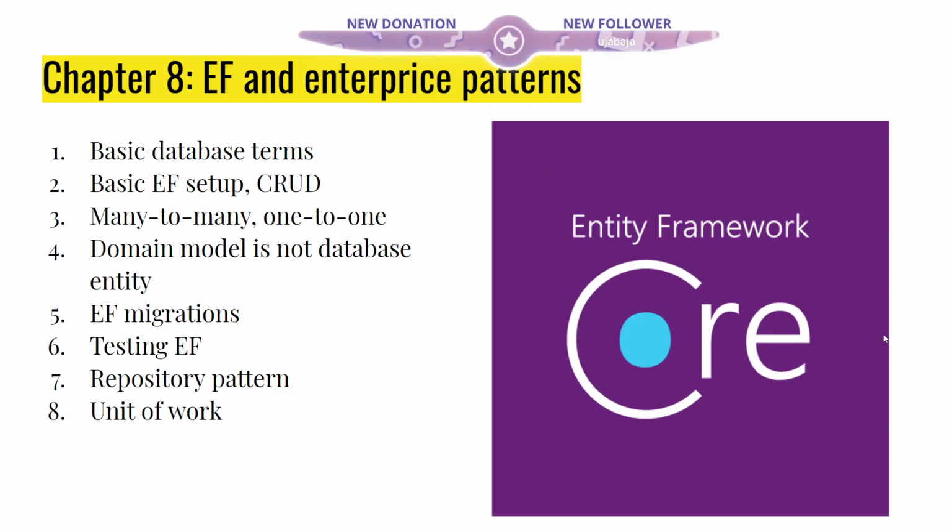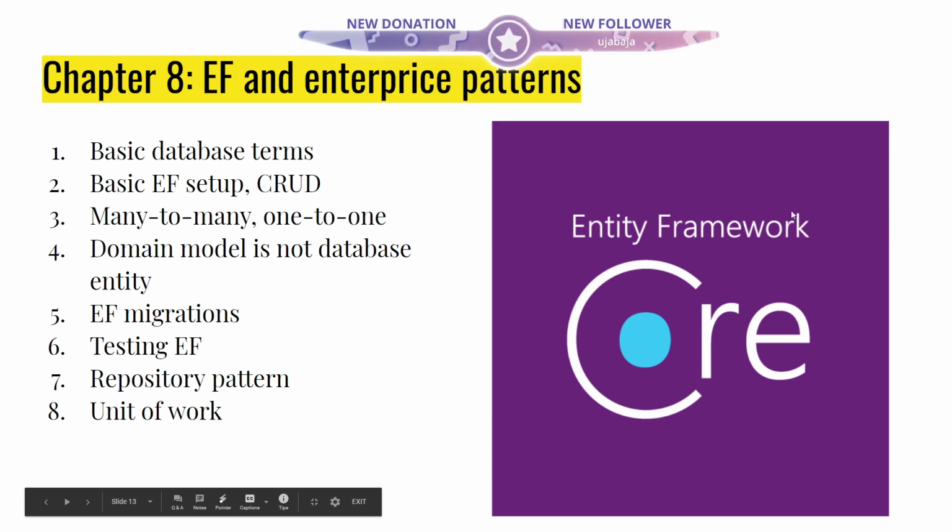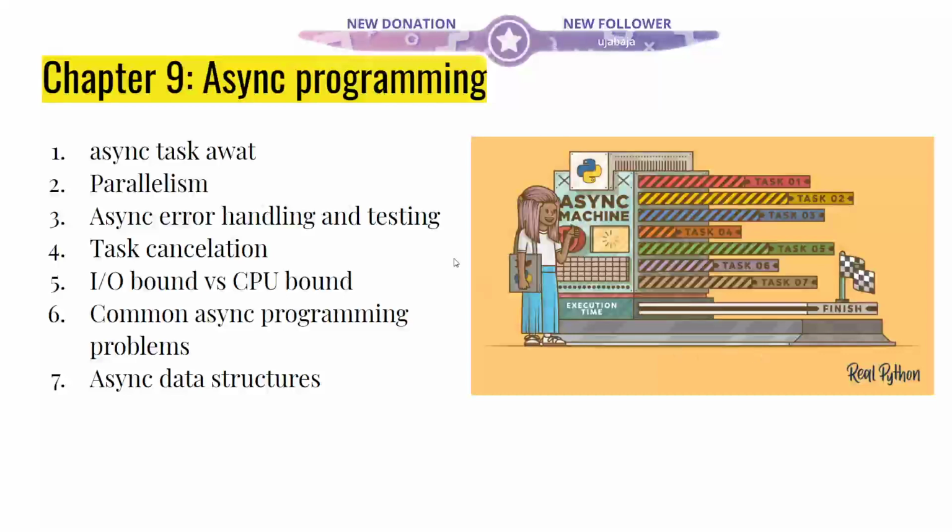You will probably be working with it if you're doing .NET in some way. Chapter 9 will be async programming, how to do stuff in parallel, how to do stuff without freezing your application, because there are so many applications that you open or do something and then it says not responding. So we will cover how to avoid the not-respondingness of a program, how to make it asynchronous, how to cancel asynchronous things, and common problems.